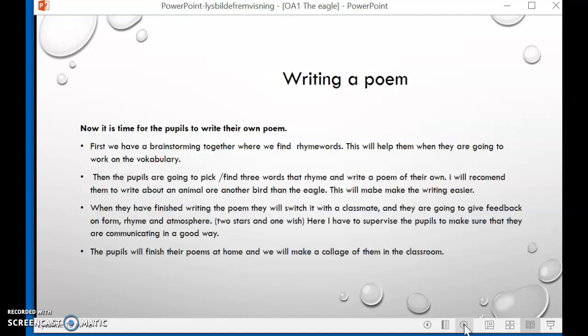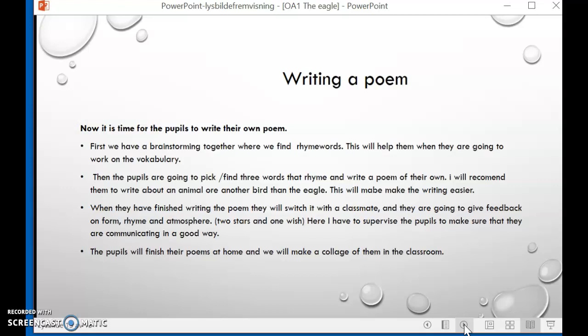Writing a poem. Now it is time for the pupils to write their own poem. First, we have a brainstorming together where we find rhyme words. This will help them when they are going to work on the vocabulary. Then the pupils are going to pick or find 3 words that rhyme and write a poem of their own. I will recommend them to write about an animal or another bird than the eagle. This will maybe make the writing easier.